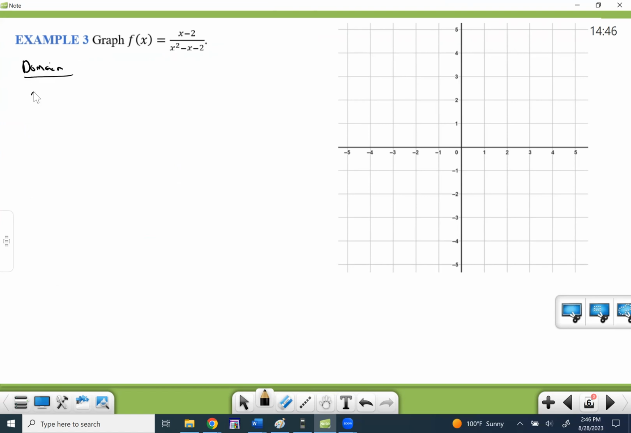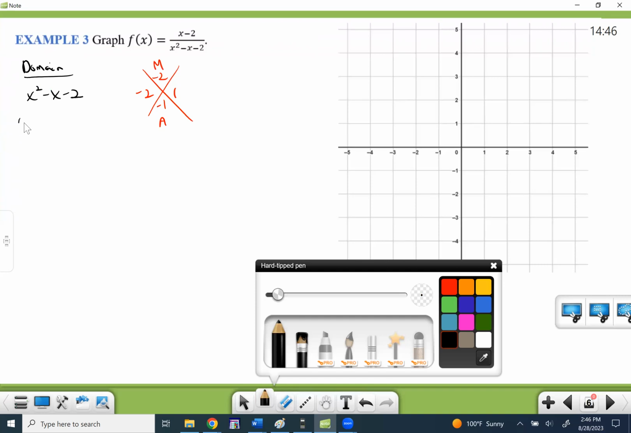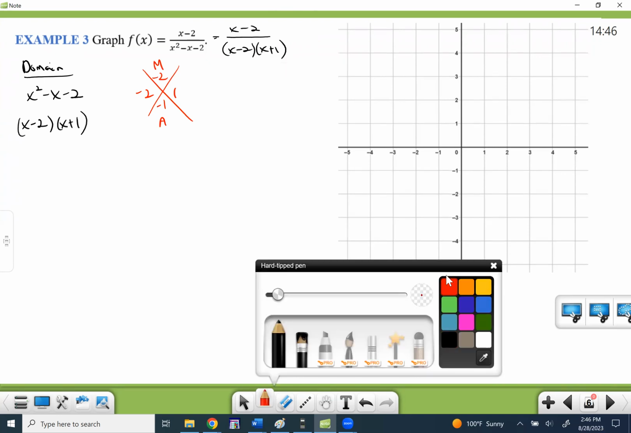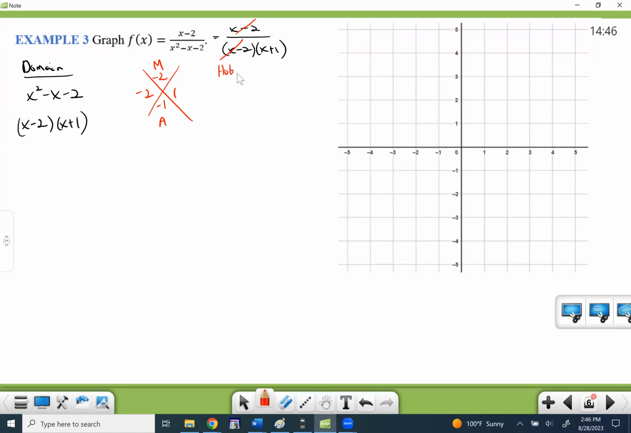So we have to factor. So we are looking for factors of -2, things that multiply to make -2 and add up to make -1. -2 times 1 will do it. Okay, so the original function is x minus 2 over x minus 2, x plus 1. We do have something that cancels this time, right? That means that that is going to be the hole, and this other term will be the vertical asymptote, okay?